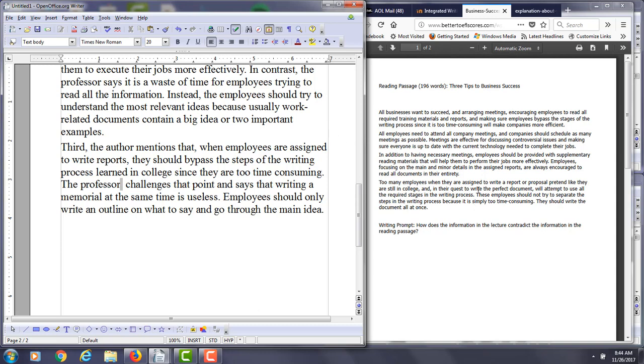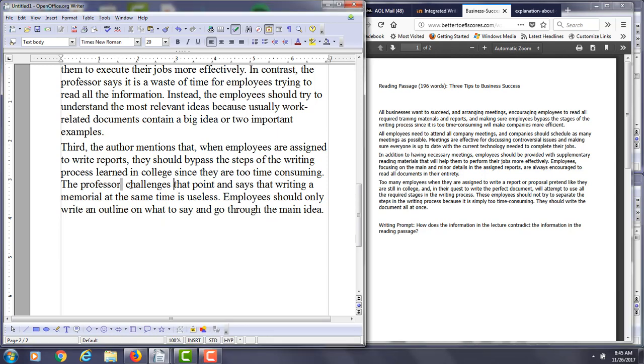attempt to use all the required stages in the writing process. These employees should try not to separate the steps because it's too time consuming. They should write the document all at once. And you didn't really say that. So your summary, at least of the reading passage, was not entirely accurate. And that's really one of the main reasons I scored you in the 3 areas. So you have to make sure you're not leaving out important information.